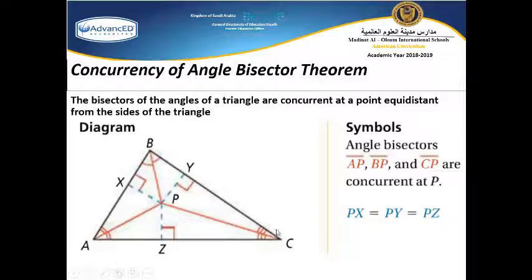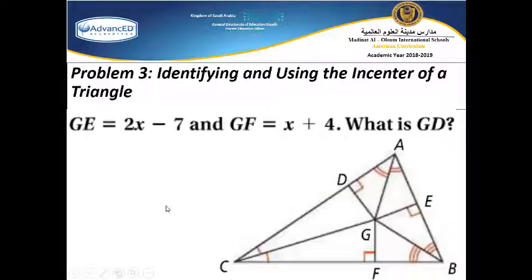What about the angle bisectors? PC is an angle bisector, and PA and PB are angle bisectors. They intersect at point P. This point of concurrency is equidistant from the sides of the triangle. That means PX equals PY equals PZ. And this point of intersection is called the incenter. The point of intersection of the angle bisectors is called the incenter.